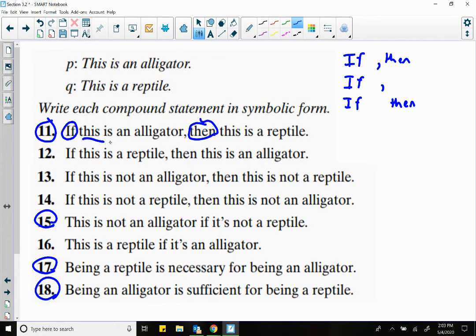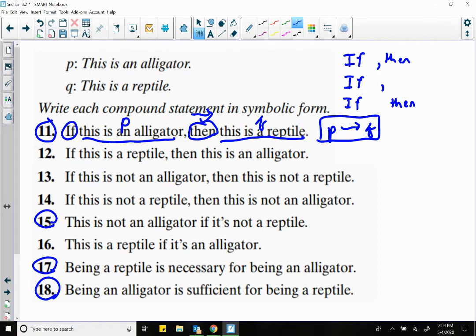So right here, this is an alligator. Well, that's P. The then part right here, this is where I actually put the arrow. The beginning if, I circle it because that's a clue for me that somewhere along here there should be a then. Okay? This is a reptile. That's Q. So if I write this out, this is P arrow Q. That's the symbolic notation for it.